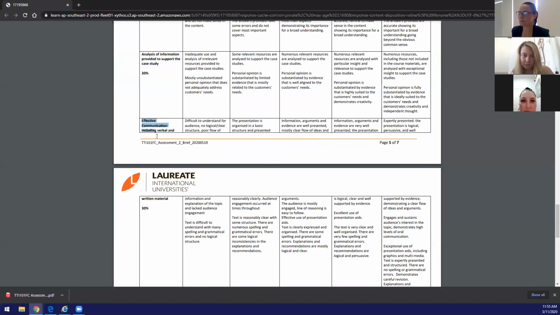Next bit here, effective communication, including verbal and written material. So to get a credit here, we want information, arguments, and evidence to be well presented, with a mostly clear flow of ideas and arguments. The audience is mostly engaged. The line of reasoning is easy to follow.